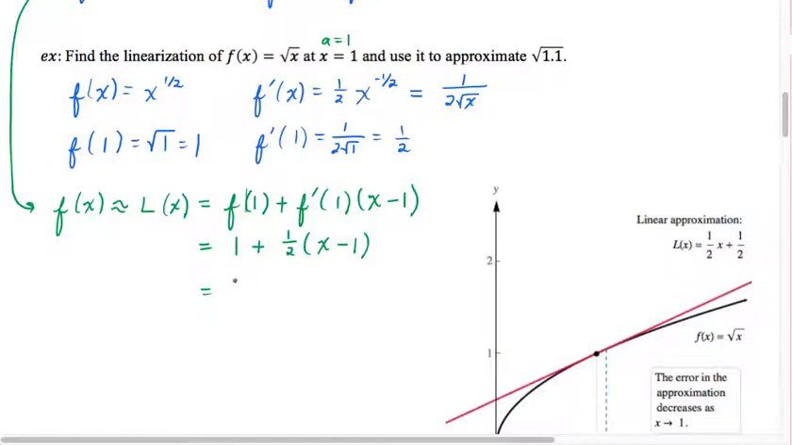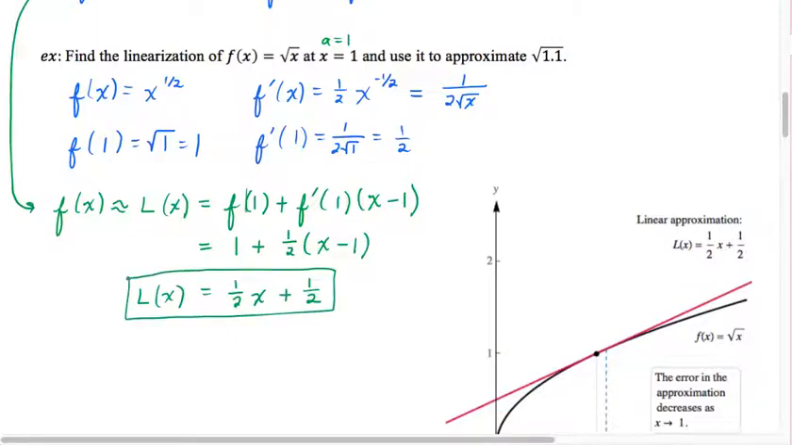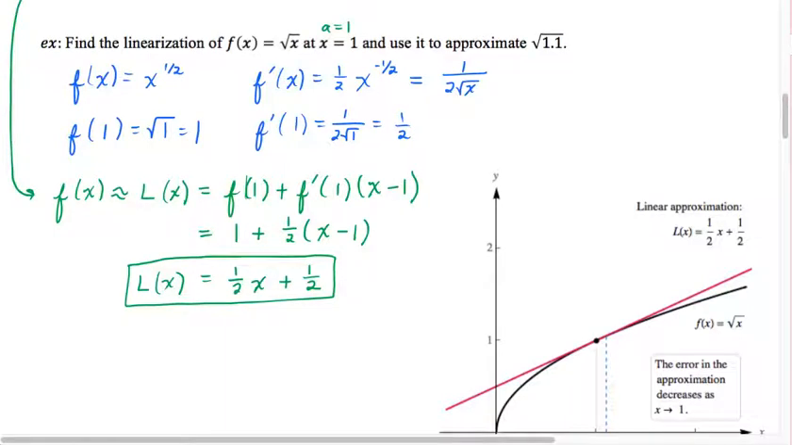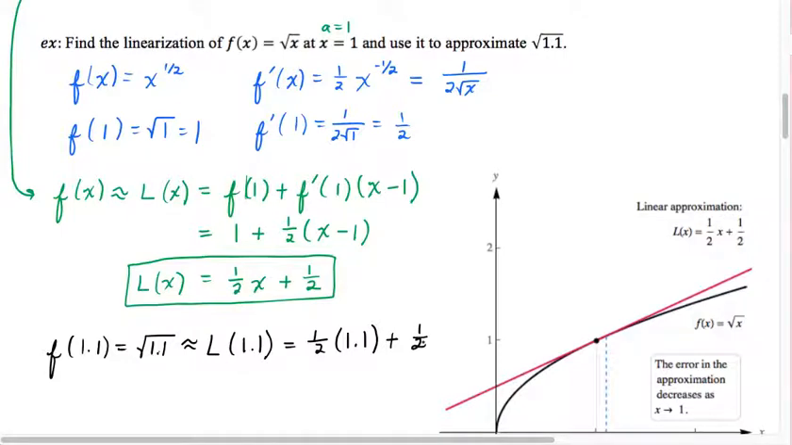So distributing the 1/2 here, we're going to get 1/2 x, and then we'll have 1 minus 1/2, which is positive 1/2. So the equation of the tangent line at 1 is given by 1/2 x plus 1/2, which I know was on the graphic right there, but that's how you get that equation. Now we can say 1.1 is probably close enough to 1 to say f of 1.1, or in other words, the square root of 1.1, can be approximated by the value of the tangent line at 1.1. So if we plug 1.1 in here, we get 1/2 times 1.1 plus 1/2, which comes to 1.05. So the square root of 1.1 is just a little bit more than the square root of 1, which is what you would expect, or roughly 1.05.